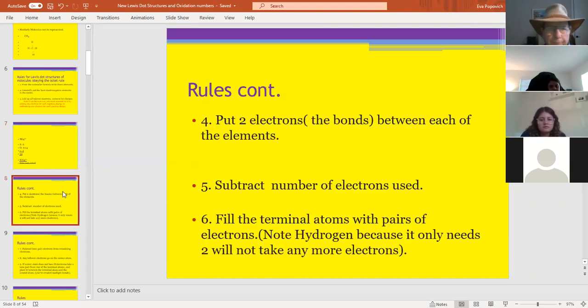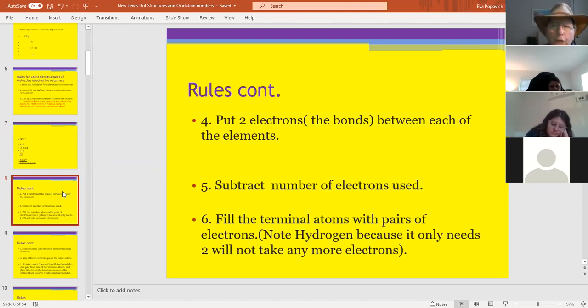Okay, now, the next thing is, you've got the symbols of the elements on the piece of paper. You need to put two dots, two electrons between each of the elements. This signifies that they're bonded together. Then count up all the bonding electrons you have, and subtract those from the valence electrons you have.